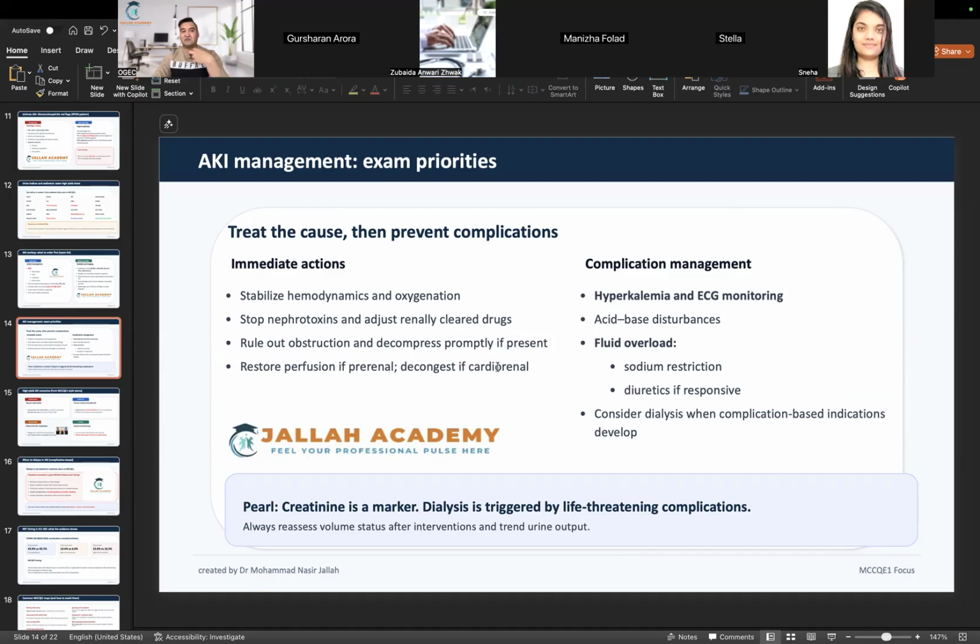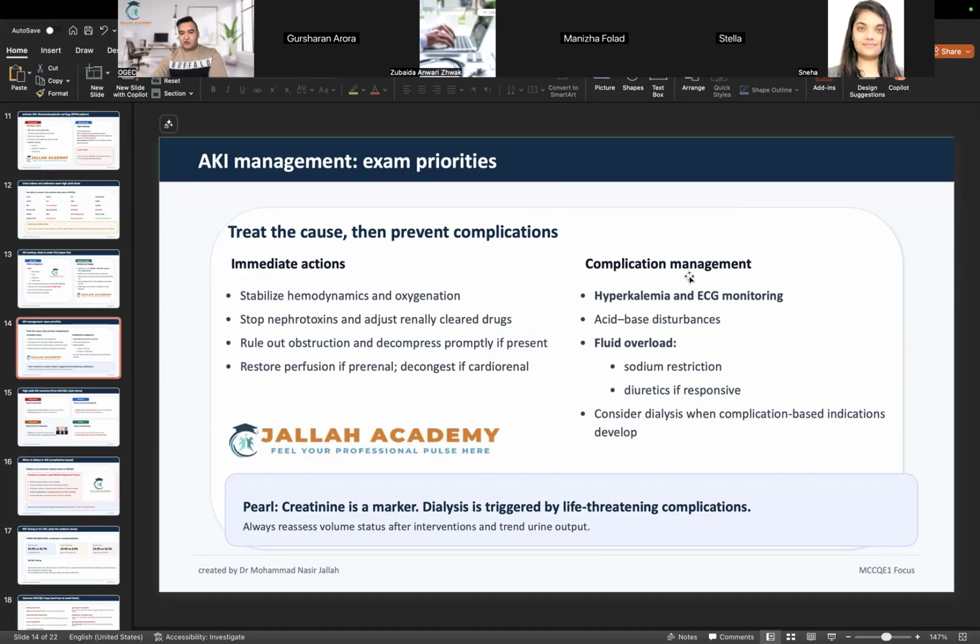If cardiorenal, it means whatever is causing the acute kidney injury, the cardiac or the heart is the main reason for the acute kidney injury. That's why they call it cardiorenal syndrome. It means the heart fails first and it causes the renal to fail as well, or it just progresses to renal failure.